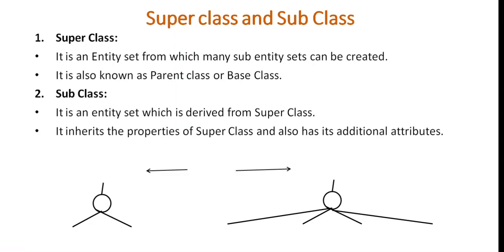Here we have one superclass which is a parent class, and that superclass is divided into sub-entities or subclasses, which are child classes. So this subclass or child class inherits some properties from the superclass or parent class, and this subclass also has its own additional attributes or properties.